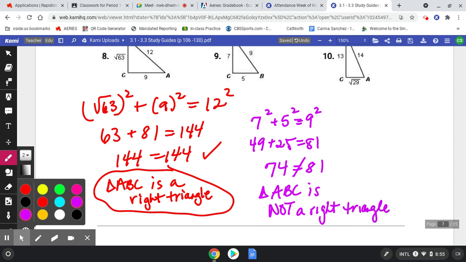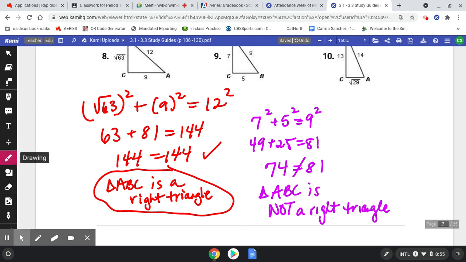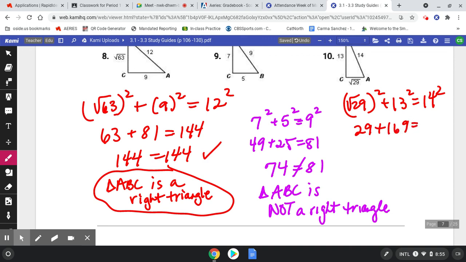And finally, we do root 29 squared plus 13 squared equals 14 squared. So 29 plus 169. And that gives me 198. And that does not equal 196. So triangle ABC is not a right triangle.